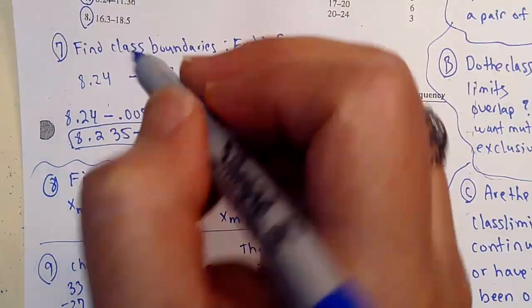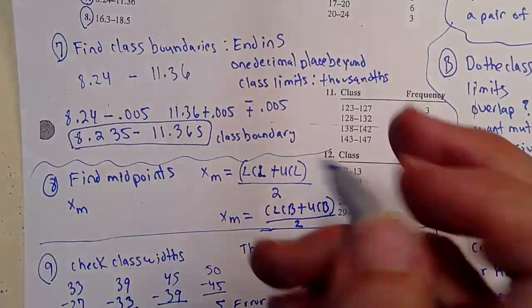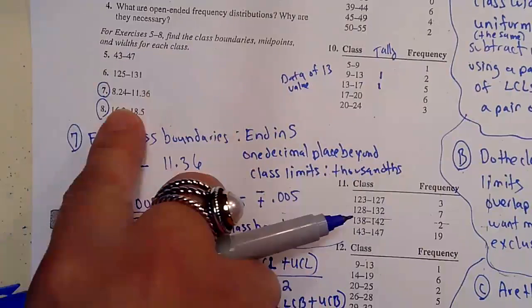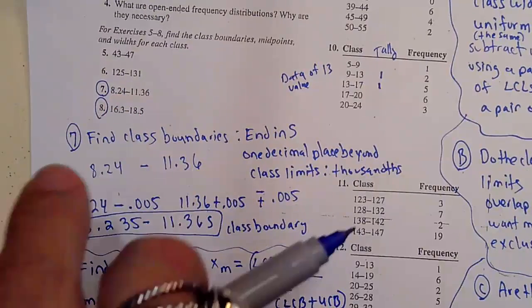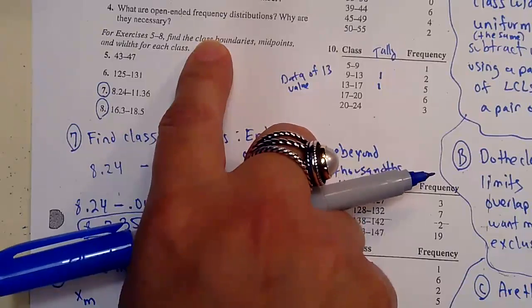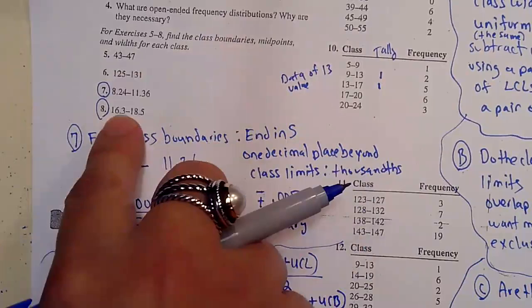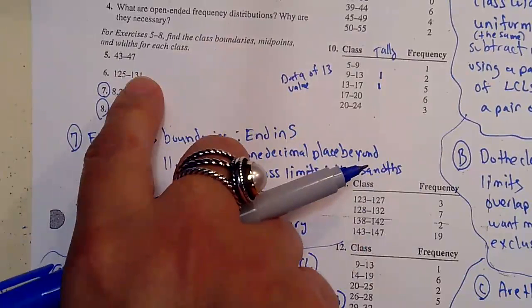These are called class limits. All of these are class limits. I know they're class limits. They're not class boundaries because, first, they're telling you to find the class boundaries. If they were class boundaries, they would all have to end in 5. And you see, they don't all end in 5s.